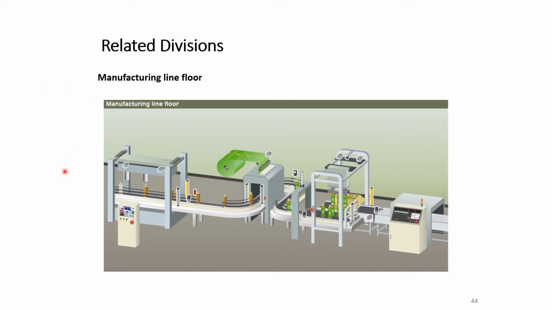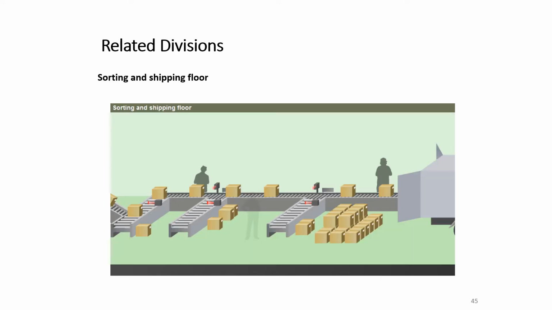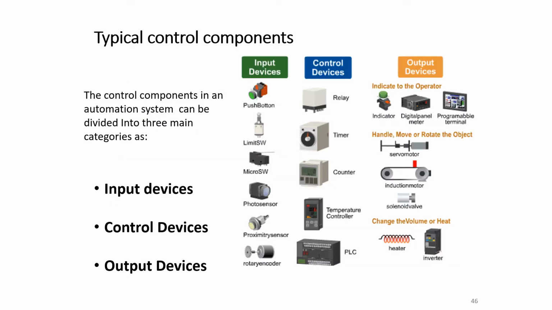Manufacturing line floor, we already discussed what processes and stages we have here. And in the sorting and shipping floor, you see boxes of different products coming, and we need to sort them out, stack them, and finally load trucks. Now we will move on to another topic, typical control components.